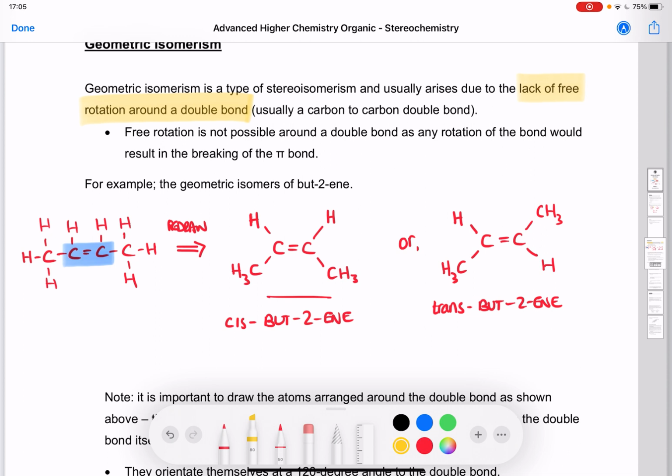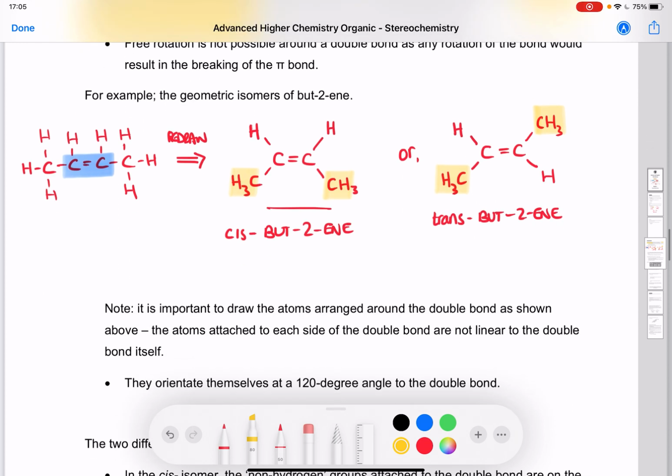So let's just kind of highlight that. So we can see our non-hydrogen groups there are both on the same side of the double bond, the kind of bottom of it. And then with this second one here, the trans isomer, we can see the CH3s are on opposite sides of the double bond. One's on the top and one is on the bottom.